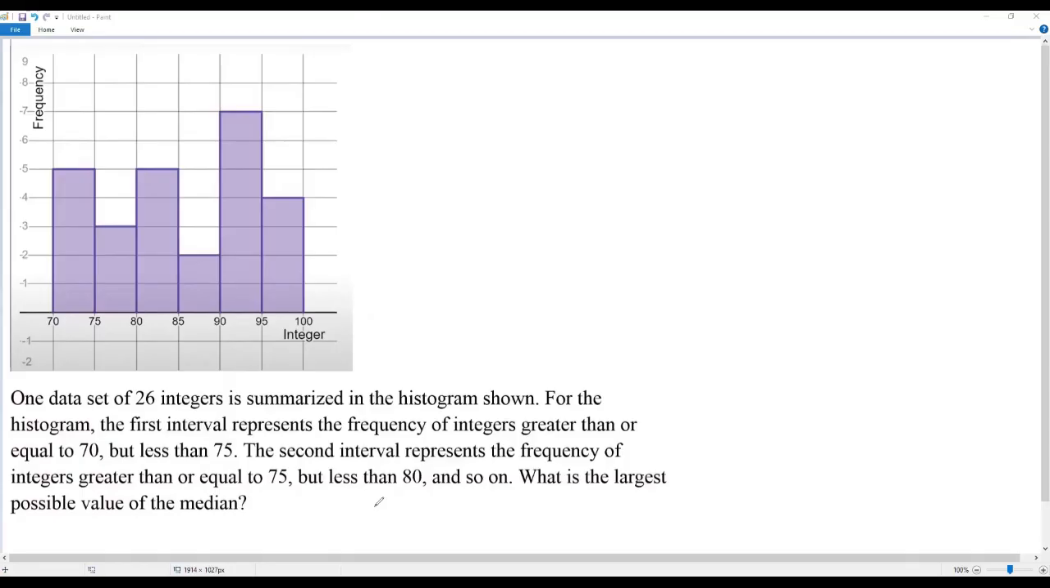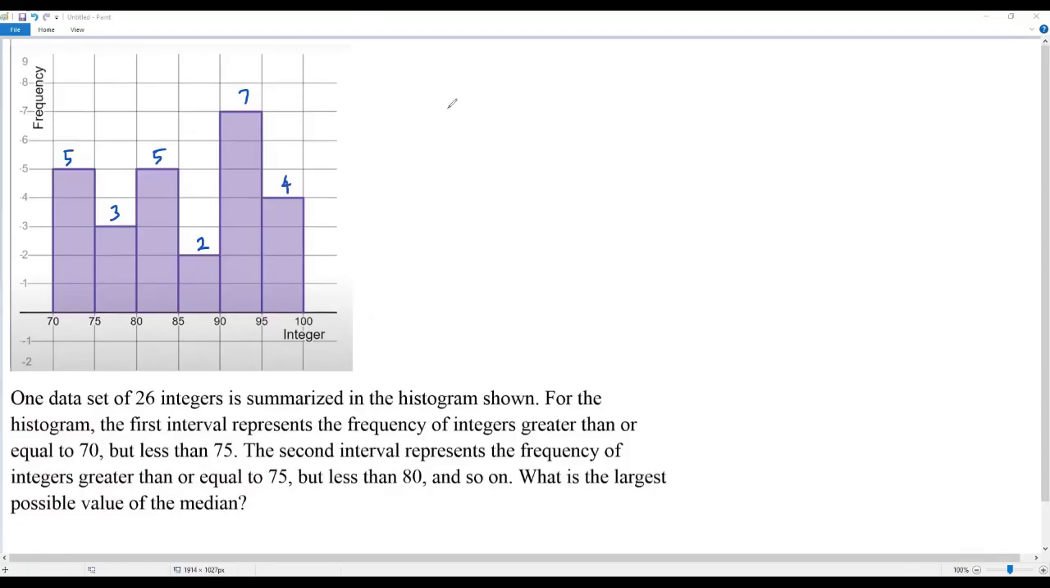Now whenever I want to find a median for a data set, first I have to arrange the values in ascending order, that is from least to greatest. In the given histogram, the 26 integers have already been arranged from least to greatest, that is 70 to 100. In the first interval, from 70 to 74, we have 5 integers. From 75 to 79, we have 3 integers. Here we have 5, here we have 2, here we have 7, here we have 4. 5 plus 3 is 8, 8 plus 5 is 13, 13 plus 2 is 15, 15 plus 7 is 22, 22 plus 4 is 26 integers. Here the values are arranged in ascending order.